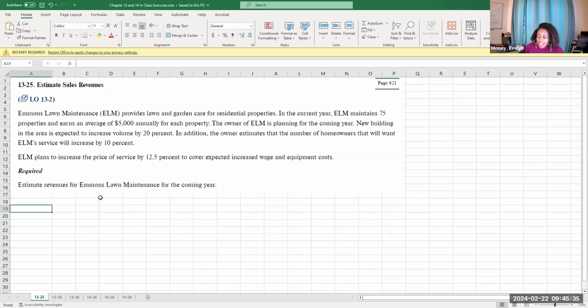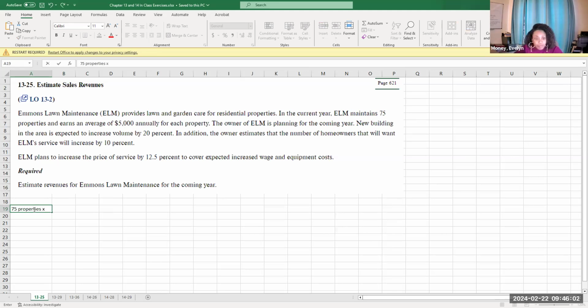So looking at this information, there's a lot of things going on, and this is one of those rare occasions where we'll need everything that is actually going on. So we know that on average, ELM maintains the 75 properties and on average earns $5,000 for each property. But here's what's going on. It's not going to remain at 75 properties. So we're going to take that into consideration first.